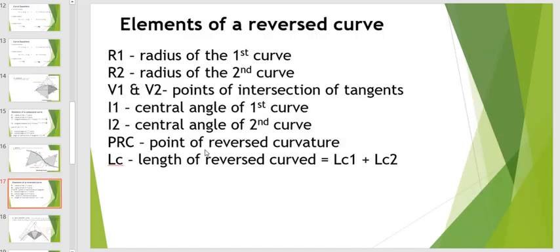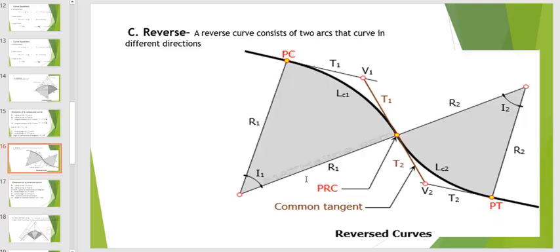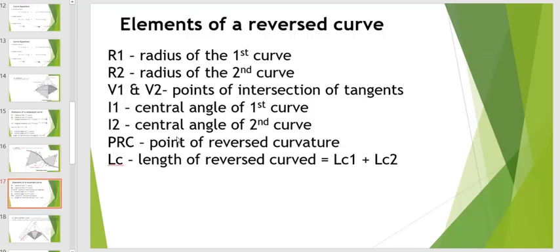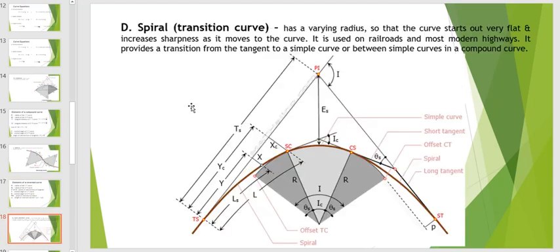Then it is almost the same concept as the compound curve. I1, I2. So the length of the reverse curve is equal to LC1 plus LC2. If we straighten it, that is the long chord, LC1 plus LC2. So it is almost the same as the compound curve.